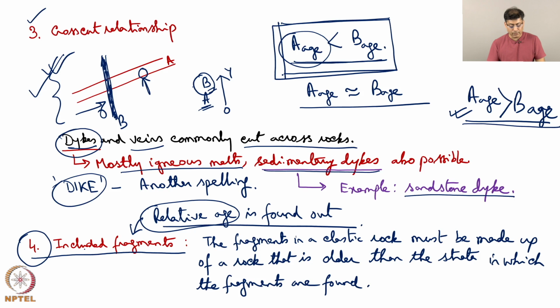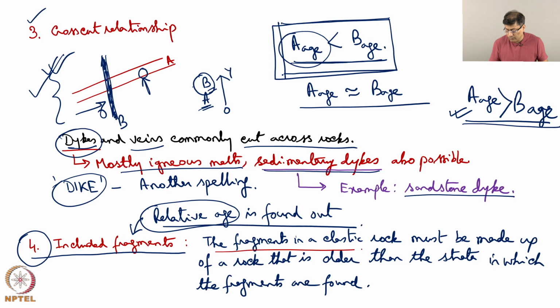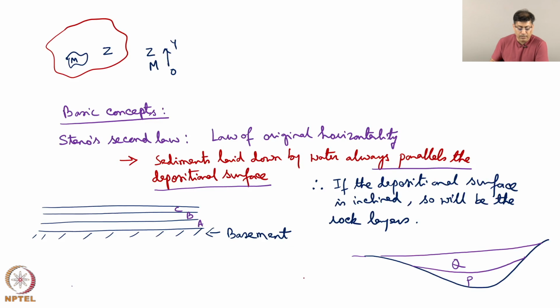What is the statement for the included fragments? The fragment in a clastic rock must be made up of a rock that is older than the strata in which the fragments are found. Let us understand it in terms of a simple diagram. Imagine there is a rock Z, and within that, as inclusion, I am finding a rock M.